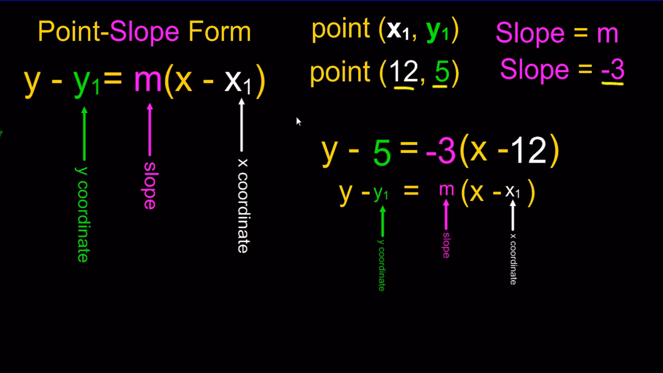And you've just written an equation in point-slope form when given the point and slope of that equation, or a point on that line, and the slope of the line.